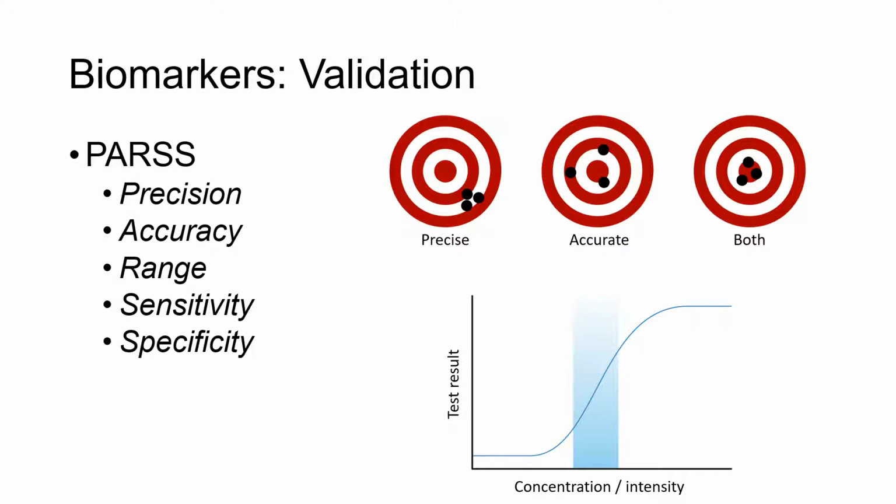Accuracy, on the other hand, is closeness to the actual value. Due to things like imprecision, all biomarker values are really just an estimate of the actual value in the sample, which is impossible to know with total certainty.